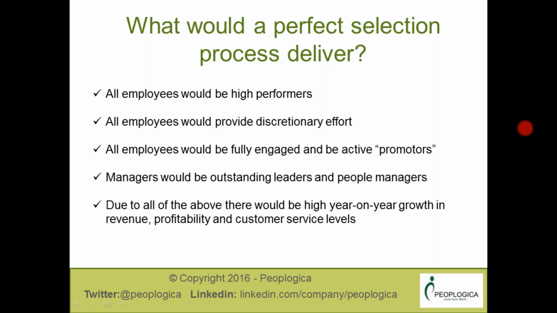And if we get all those four right, then what we end up with is year-on-year positive growth in revenue, profitability and customer service levels. And the reality is every business owner, every management team, if they can deliver high year-on-year growth in revenue, profitability and customer service levels, they would all be very, very happy. So all of this comes down to employee engagement and leadership.